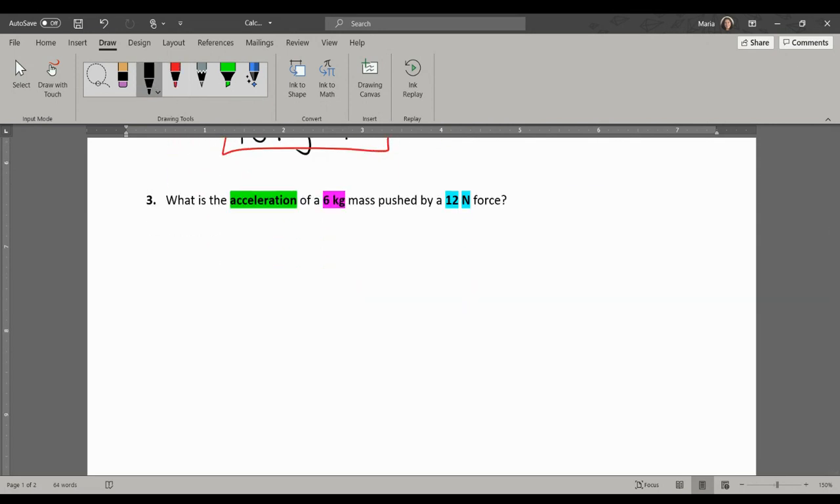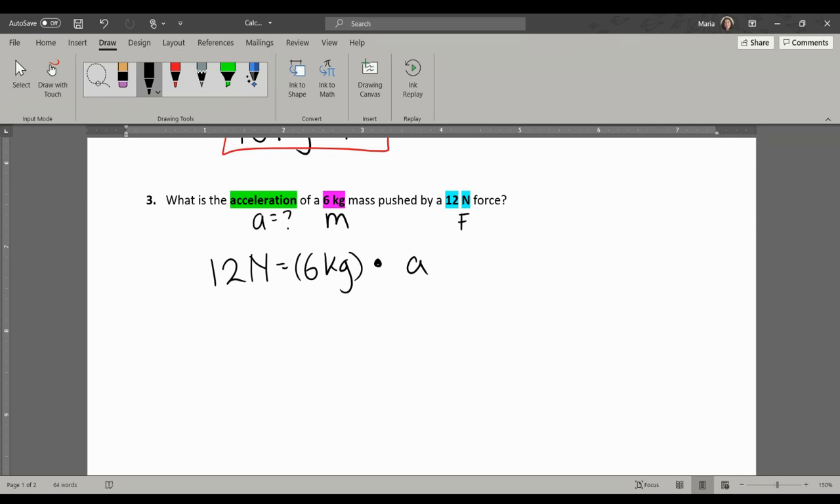Question number 3 says, what is the acceleration of a 6 kilogram mass pushed by a 12 newton force? All right, now that we know what we have, let's plug it into our formula. Force is equal to mass times acceleration. Notice how this problem is really similar to the last one, except now we're solving for acceleration.